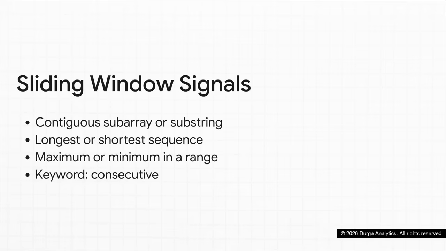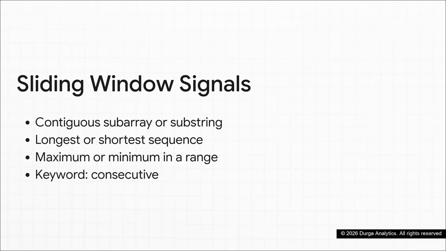On the flip side, the sliding window pattern has its own set of very strong signals. If you're looking at a contiguous subarray or substring, if you're seeking the longest or shortest sequence, or maybe a maximum or minimum value in a range, you absolutely want a window.